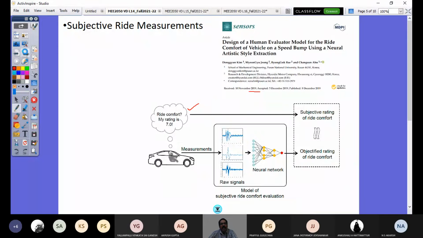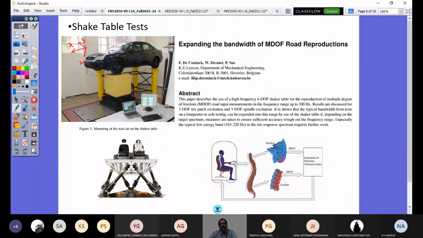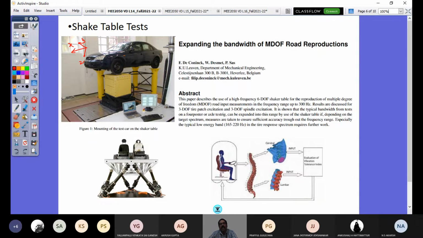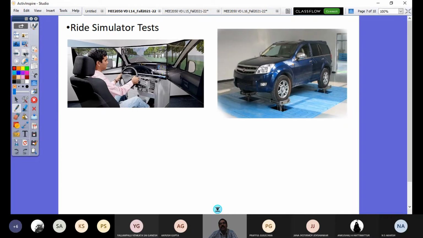And other tests in the laboratories are the shake table test, which can be at the subject level in a test bench like this, or can also be a real vehicle on the post with this kind of latest 6 degree of freedom shaker table, where the subject can be in a real vehicle and the road inputs can be brought in here, and then you can have the measurement. But however, these have some limitation, as they do not really account for the real-time environment of the driving of your vehicle, and that's where of course you require this ride simulator test.